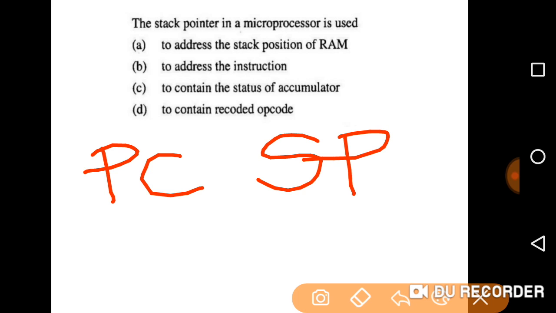This is the program counter. It contains the address of the instruction which will execute next. Another is the PSW that I already discussed. Another important register is the stack pointer, SP. The stack pointer contains the address of the top of the stack. So option A is the correct answer.